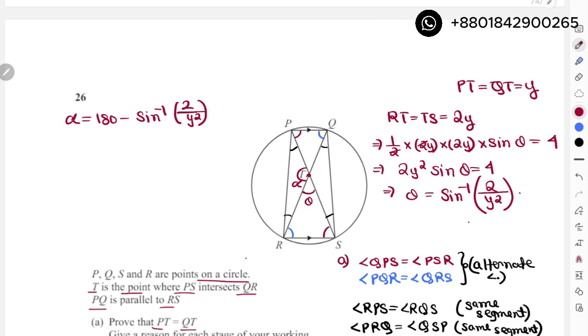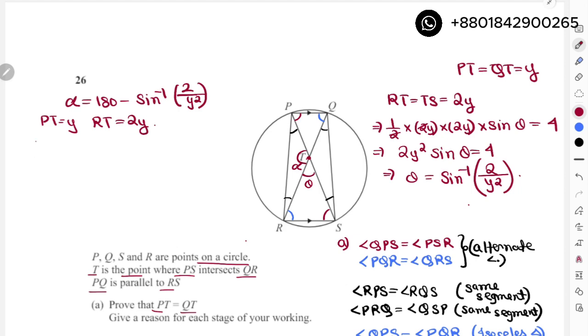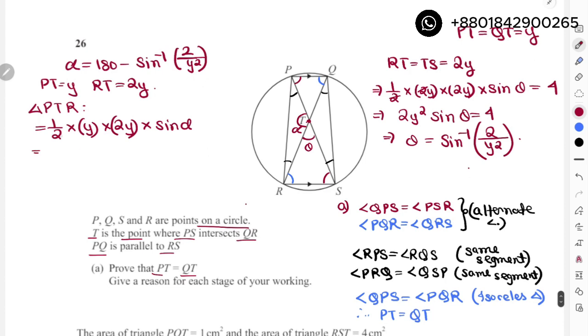Again from this, if you want to find out the area of the triangle PTR, I already know PT is y and RT is 2y. So I can use the formula that the area of the triangle PTR is going to be half times y times 2y times sine alpha. From there, 2 and 2 cancel out, you have just y square. How much is sine alpha? Alpha is actually 180 minus sine inverse 2 over y square.